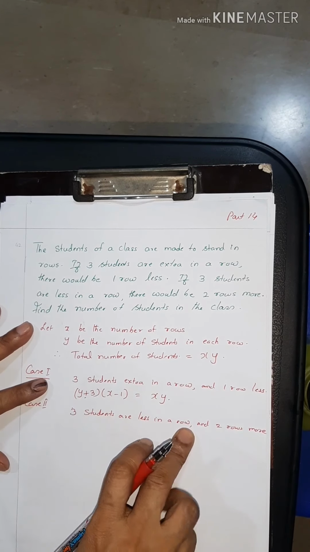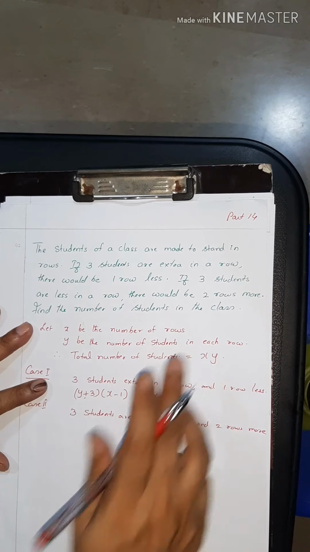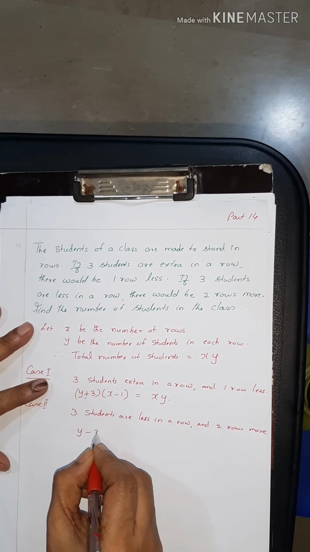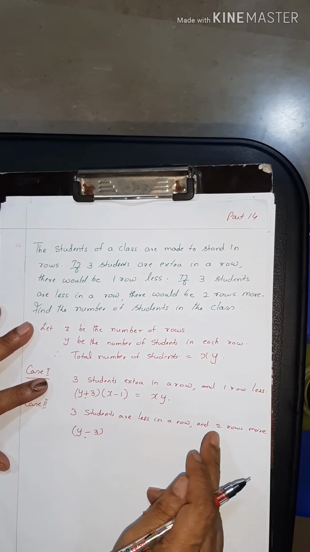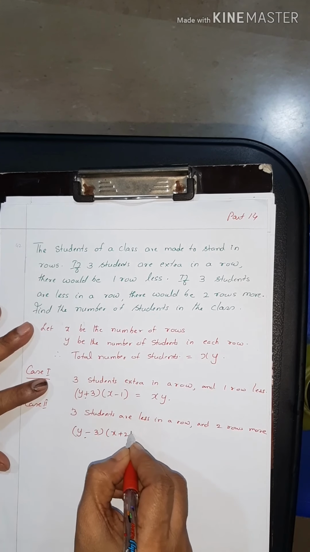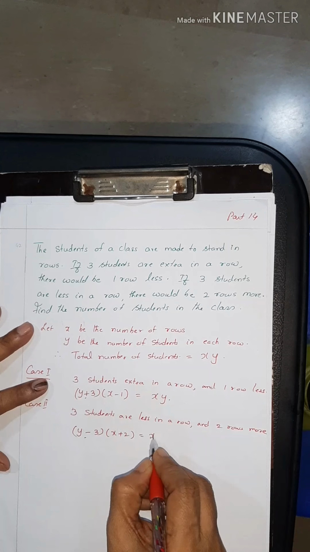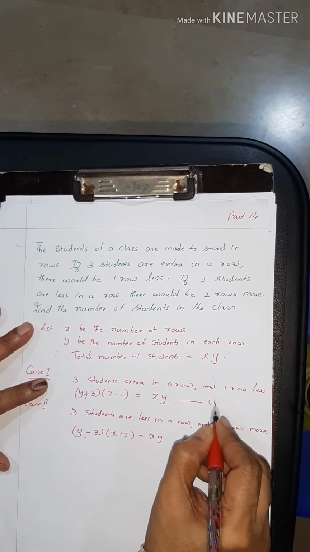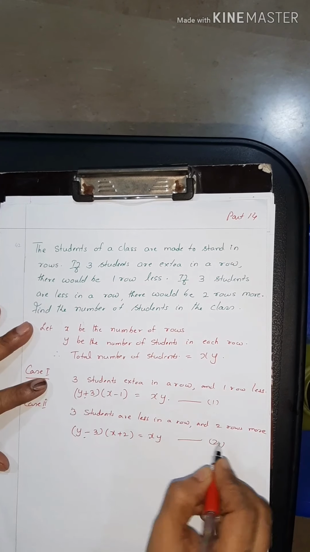And in this case 3 students are less in a row. So, number of students in a row is y, so y minus 3, and 2 rows are more. So, number of rows is x, so x plus 2. So, y minus 3 into x plus 2 is equal to xy. So, these are the two equations.